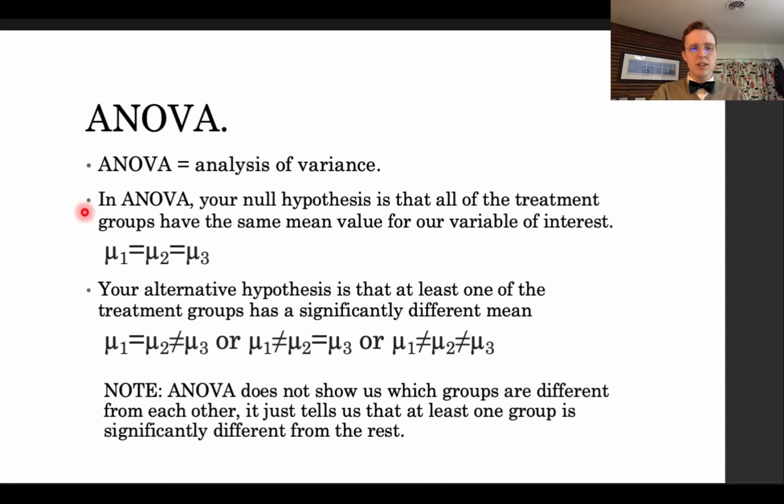In ANOVA, your null hypothesis is always that all of the groups have the exact same mean value for our variable of interest. Your alternative hypothesis is that at least one of the treatment groups has a significantly different mean. Now note that ANOVA does not show us which groups are different from each other, so it does not tell us which of these situations is true or the most likely. It just tells us that at least one group is significantly different from the rest. This is very important to remember, and it is the reason that people rarely do just an ANOVA test when they are conducting an experiment.